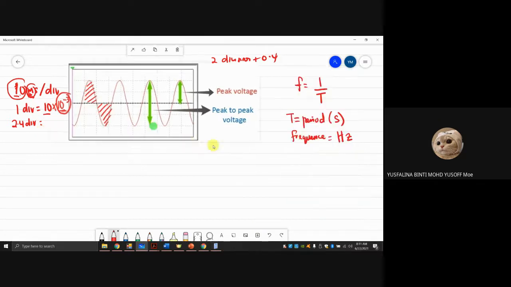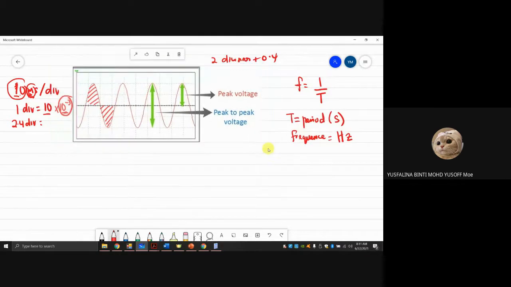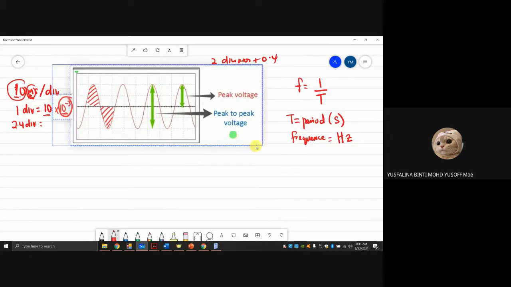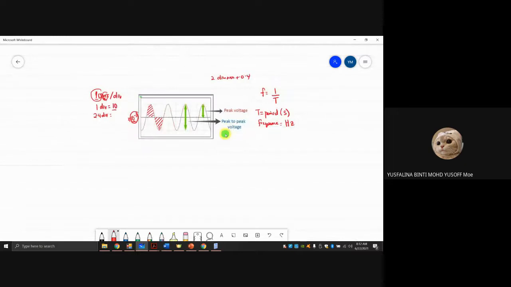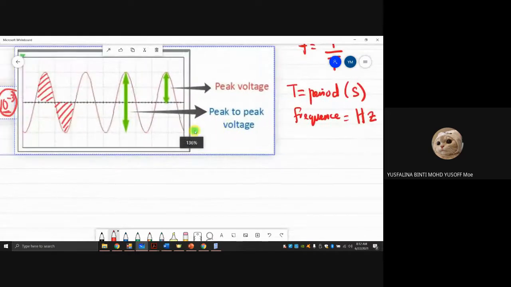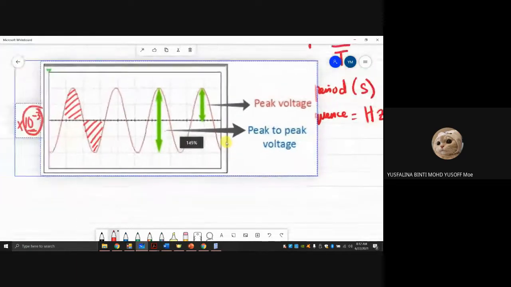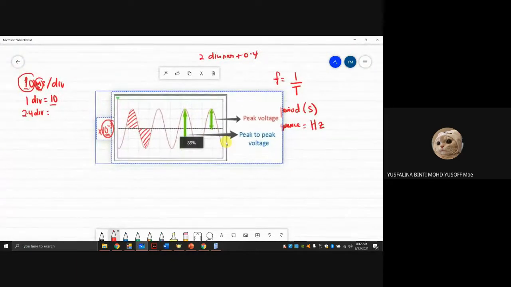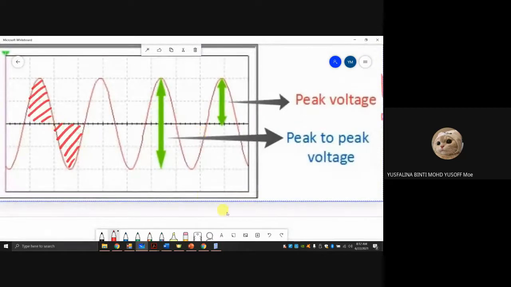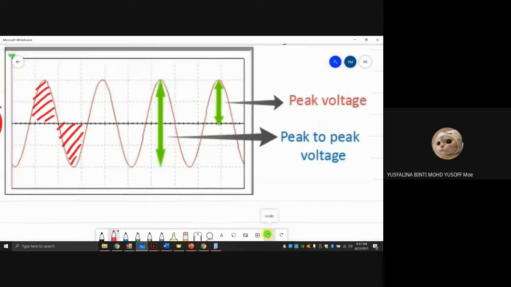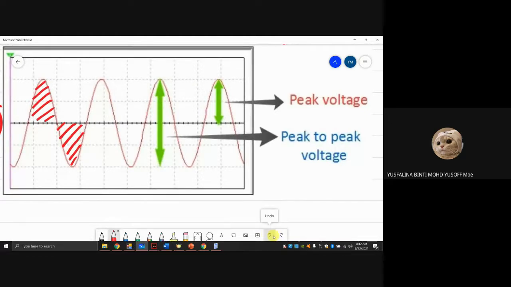Okay, so here let me make the diagram larger first. Okay, so this is the diagram, right? The first thing we try to calculate is the division of the graph. Wait, I try to erase this one first.